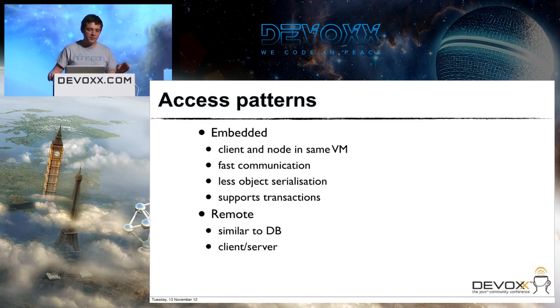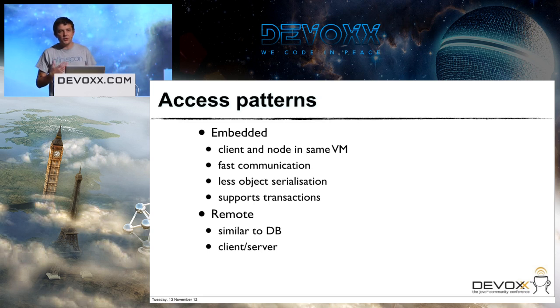From an access pattern perspective, there are 2 major ways of accessing a data grid. First one is embedded. In the embedded mode, both the client and the server live in the same virtual machine. The communication is faster than the other mode, which is the remote mode, because you don't have to serialize nor deserialize the objects you persist in the grid. Generally, the embedded mode has good support for transactions, or even XA transactions.